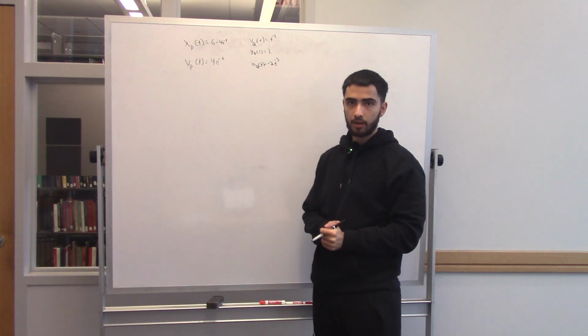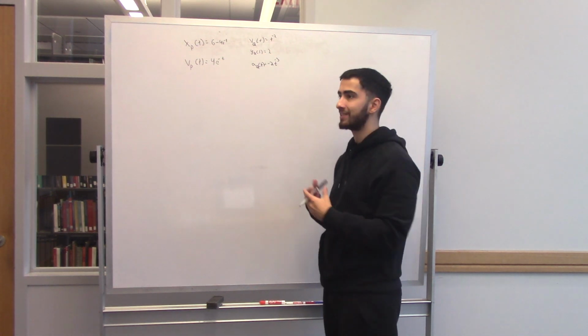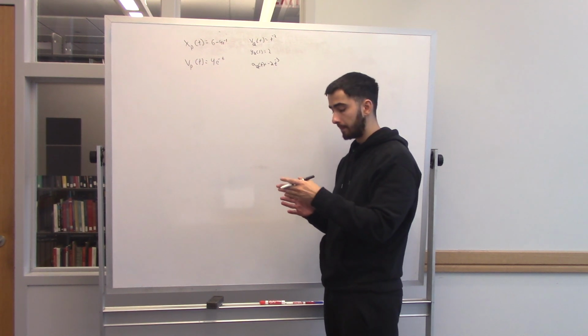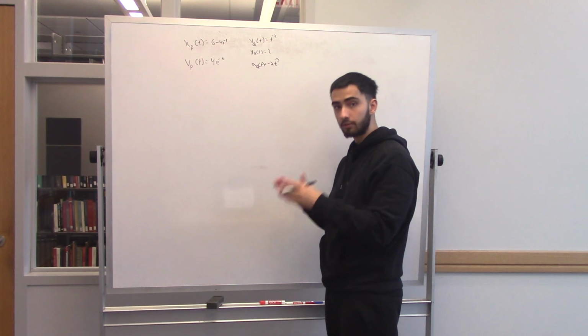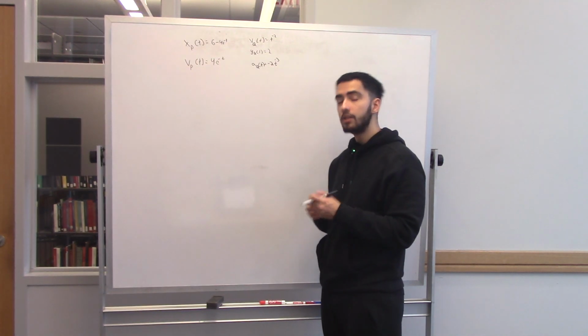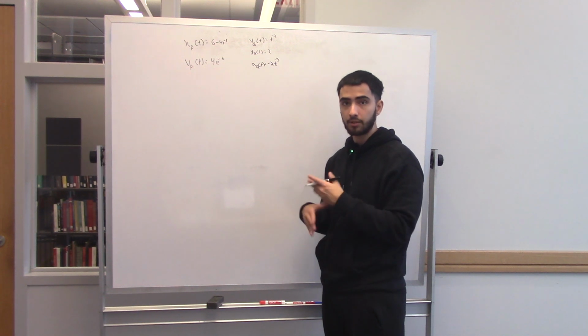Alright? Now how do we figure out if the speed's increasing or decreasing? For the speed to be increasing, the velocity and acceleration have to agree on the signs. Okay? For the speed to be decreasing, they have to disagree on the signs.